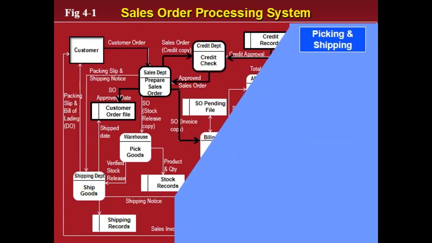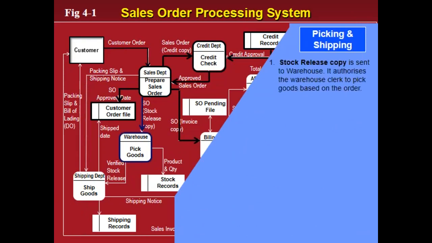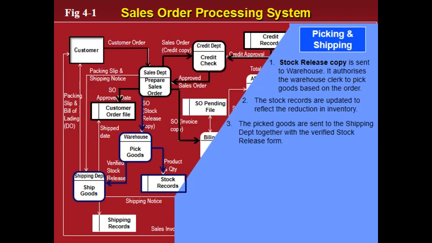Let's now look at the picking and shipping function. The stock release copy of the sales order provides a formal authorization for the warehouse personnel to release custody of the specified goods. The stock records in the warehouse are updated to reflect the reduction in inventory. Take note that this is not the formal accounting records for the inventory, as custody of assets and recording should be separated. Then the picked goods are sent to the shipping department with the verified stock release form.